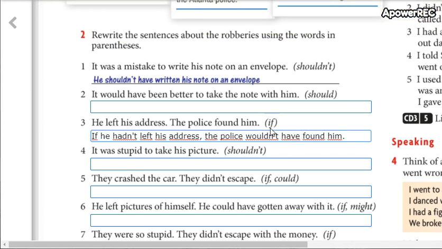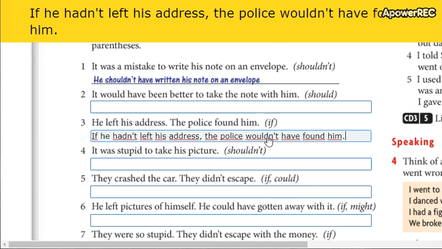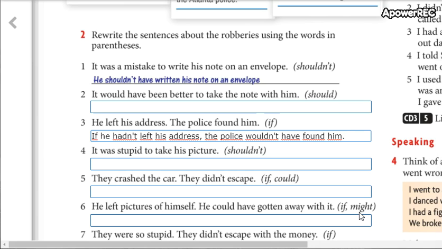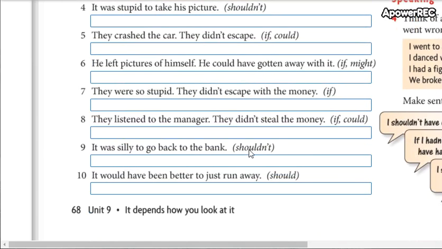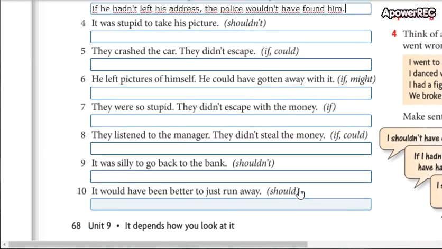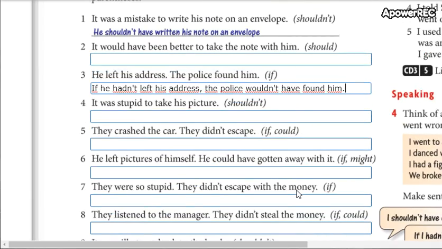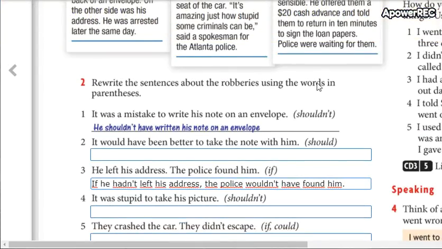So here I'm just using the third conditional because they say just if. But here in these sentences, they are telling me that I have to use could and I have to use might. So instead of would or wouldn't, you are going to use could, couldn't, might not. And in these ones that you just have should, it's not necessary to write if. Like this one, shouldn't. It was a mistake to write his note on an envelope. So he shouldn't have written his note on an envelope.